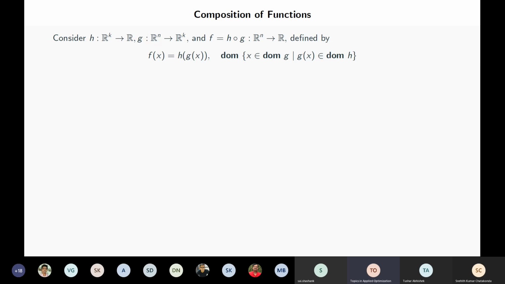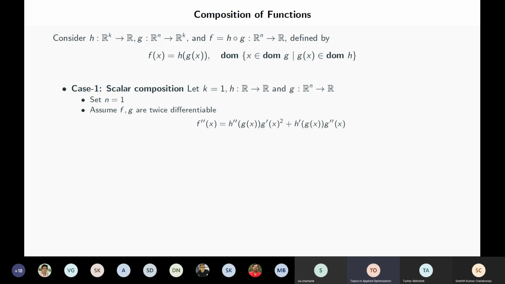Okay, so let us see this in the case where, let us say, k is 1, and h is going from R to R and g is going from R^n to R. Okay, so in that case, what will be f, right? So g is going from R^n to R and h is going from R to R. So what will be h of g?